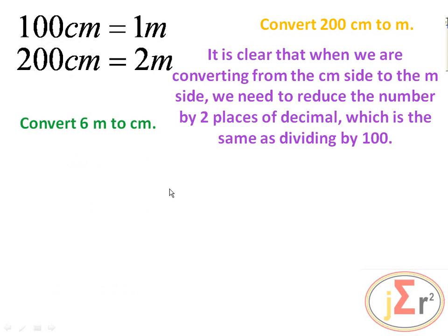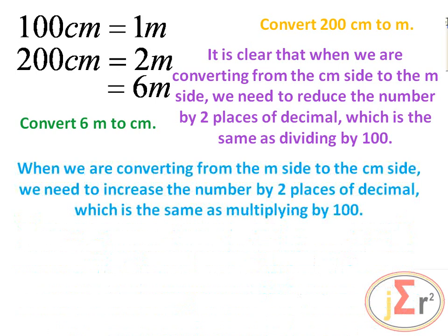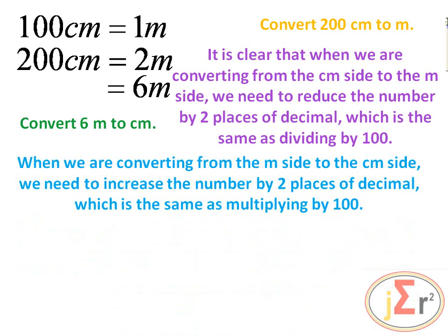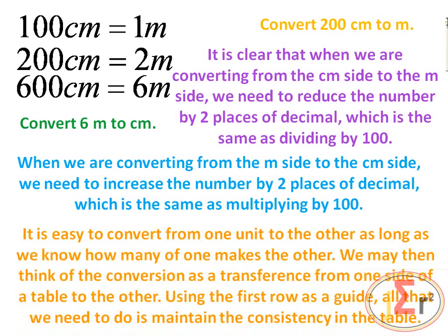Convert 6 meters to centimeters. 600. Jerry is saying that it is 600 centimeters. 600 centimeters. When we are converting from the meter side to the centimeter side, we need to increase the number by 2 places of decimal, which is the same as multiplying by 100. There we go. It is easy to convert from one unit to the other as long as we know how many of one makes the other.